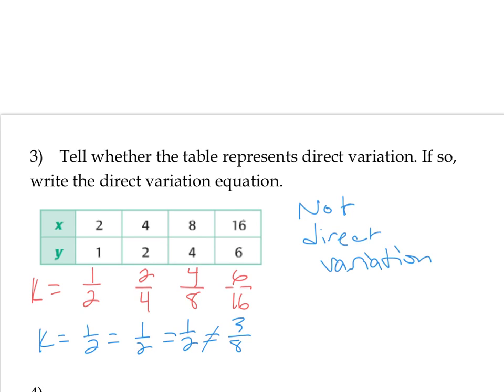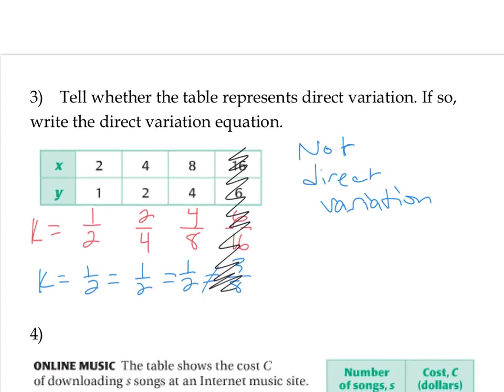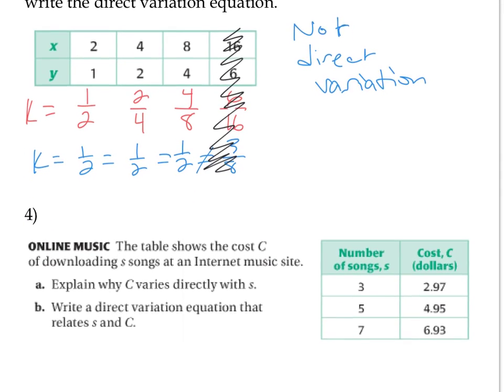If we took out this part here, then we'd have a constant of variation of 1/2, and we could write a direct variation equation. But that's not the case here. We have to include all of the information and see if there's a constant of variation throughout all of it.